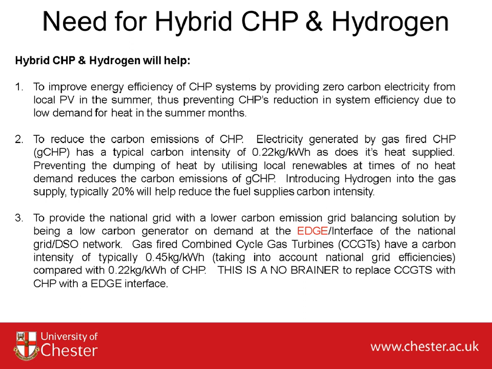To reduce carbon emissions of CHP, typically the heat and electricity could be 0.22 kilograms per kilowatt hour, taking into account system efficiency. But we already know that there are plans for introducing 20% hydrogen into the natural gas flow from the pipes. So the gas source itself is going to reduce in carbon with a hydrogen injection.